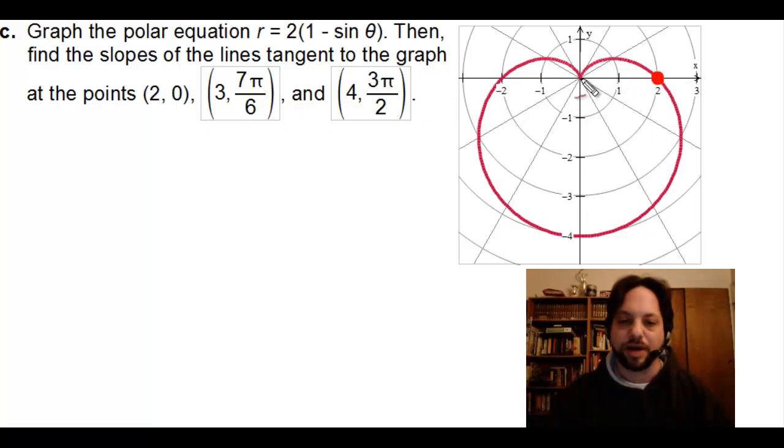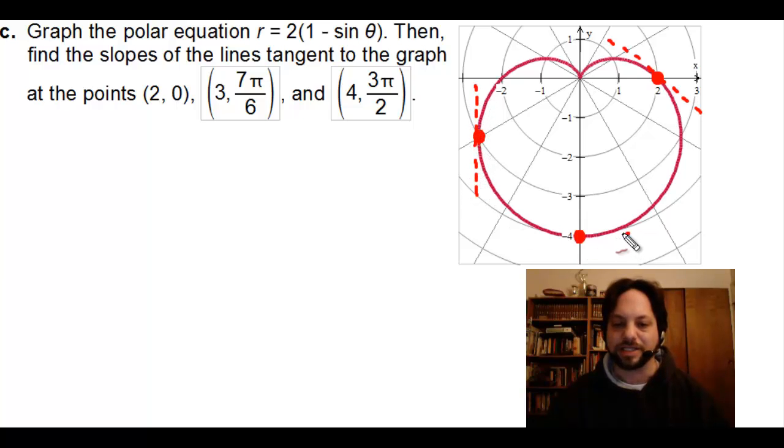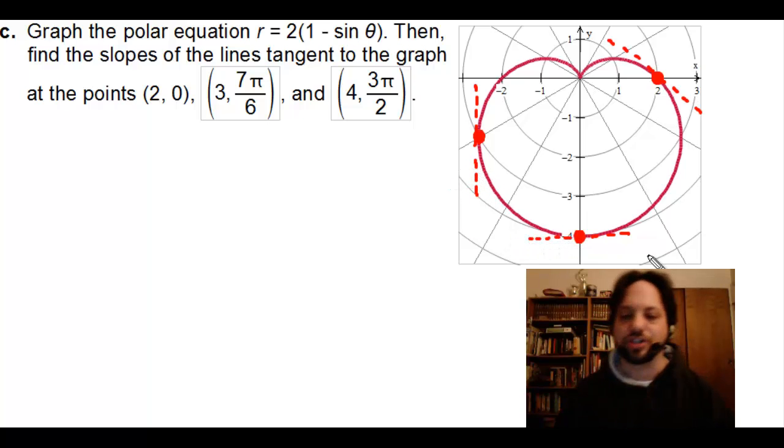3, 7 pi over 6. So if I go, here's my 7 pi over 6. If I go out to 3, that's this right here. And finally 4, 3 pi over 2. So if I go out 4 units from the pole and go at an angle of 3 pi over 2, that's going to put me down here. So it's hard for me to tell exactly what the slopes are going to be, although I can certainly surmise a hypothesis on each one of these.